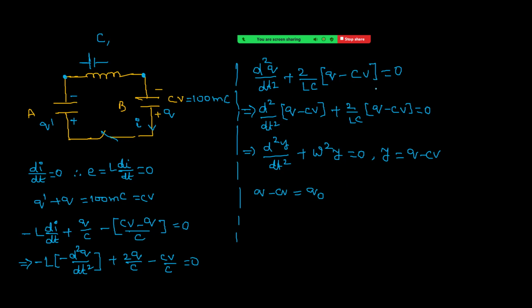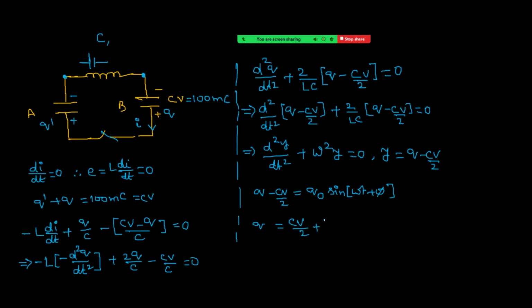Cross check once. What I am missing here must be CV by 2, because 2 is at 2 and 2, so it must be CV by 2. Okay, so it is now q minus CV by 2. So q minus CV by 2 is equal to q naught into sine omega t plus phi, right? So from this, q equals CV by 2 plus q naught sine omega t plus phi.